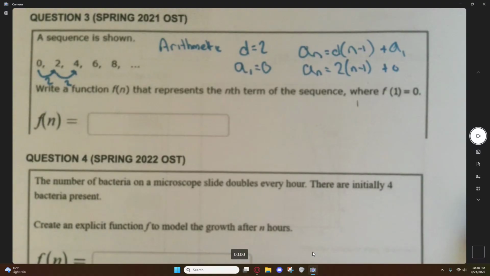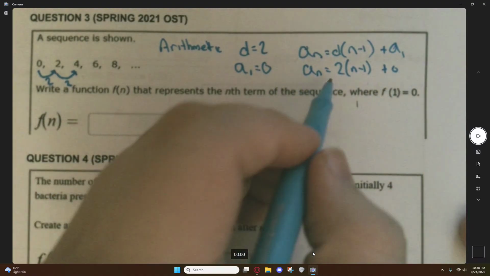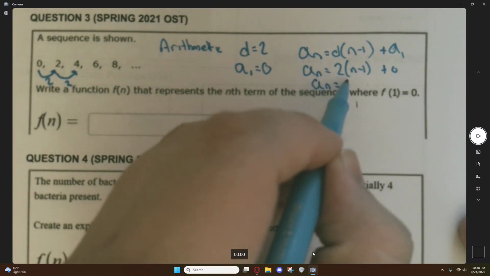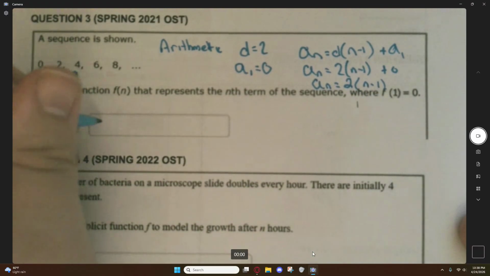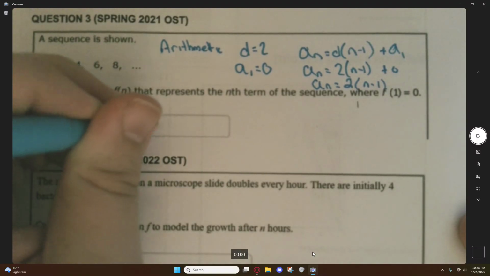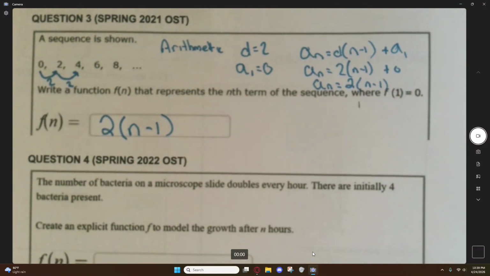You don't write the plus 0 in your final rule, because writing plus 0 is redundant. So you could just leave it as a of n equals 2 times n minus 1. And that'll do it.